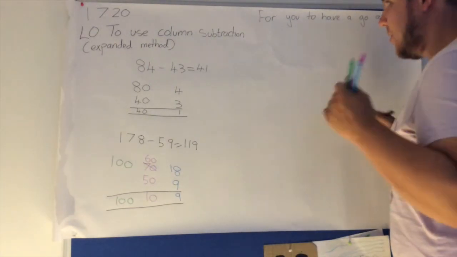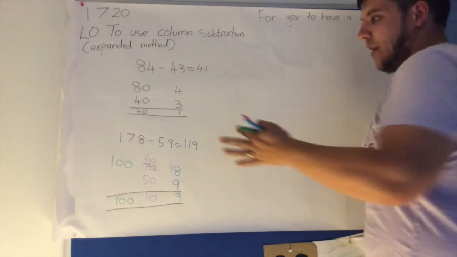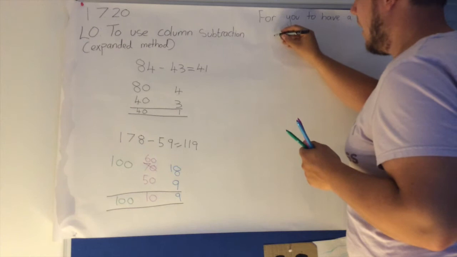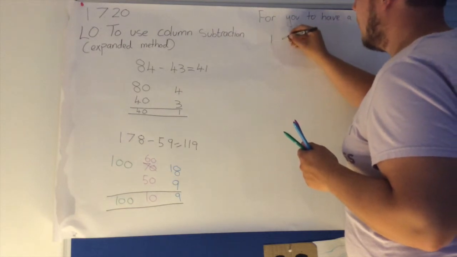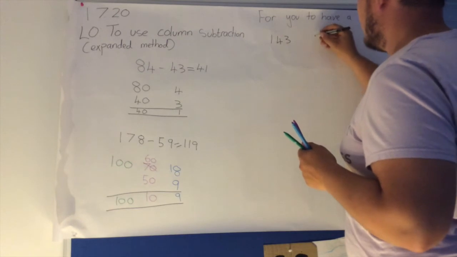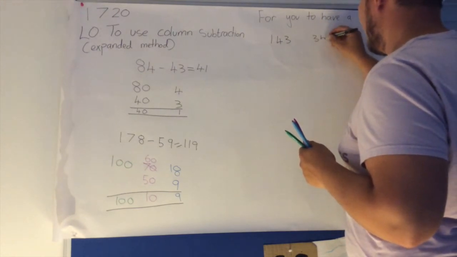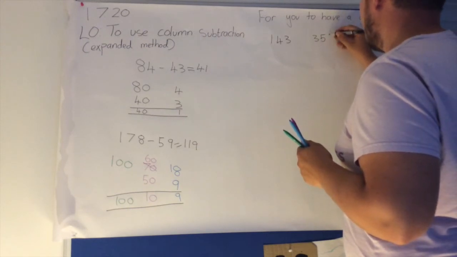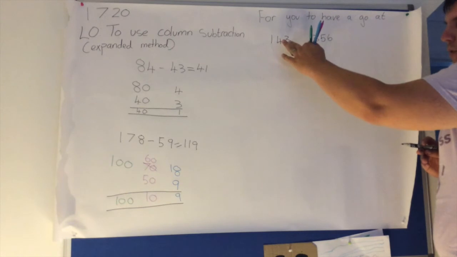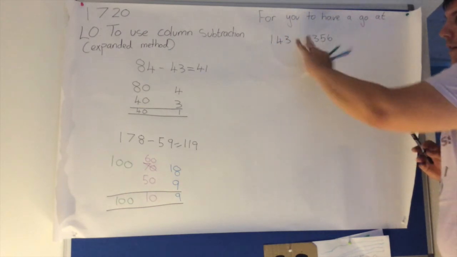Okay, so for you to have a go up here, if you've got your dice, you can generate your numbers. Okay, so let's say you generate a 3-digit take away a 3-digit number. So you might generate 143, and you might generate 356. Okay, like that. So what you've got to remember now is you've got to do your biggest number take away your smallest number. So you're going to have to swap those around.